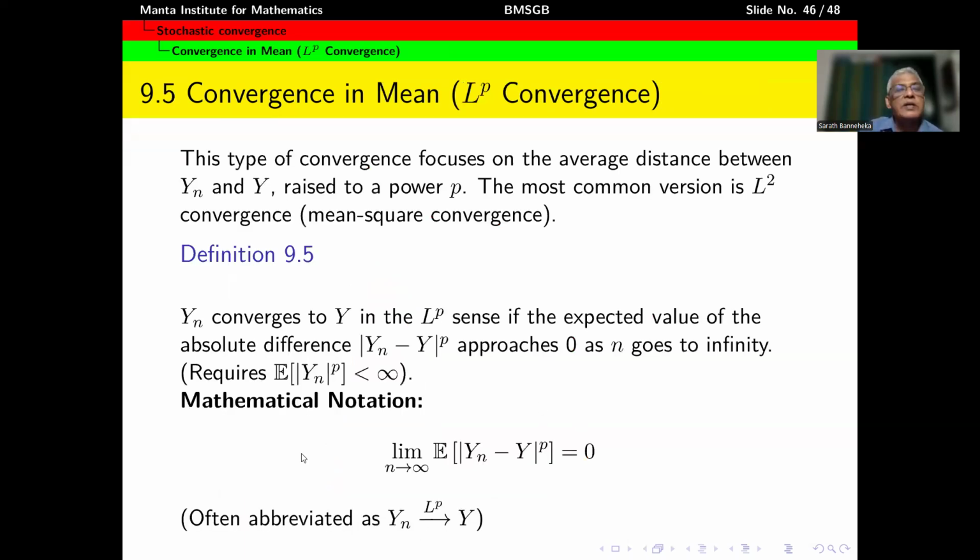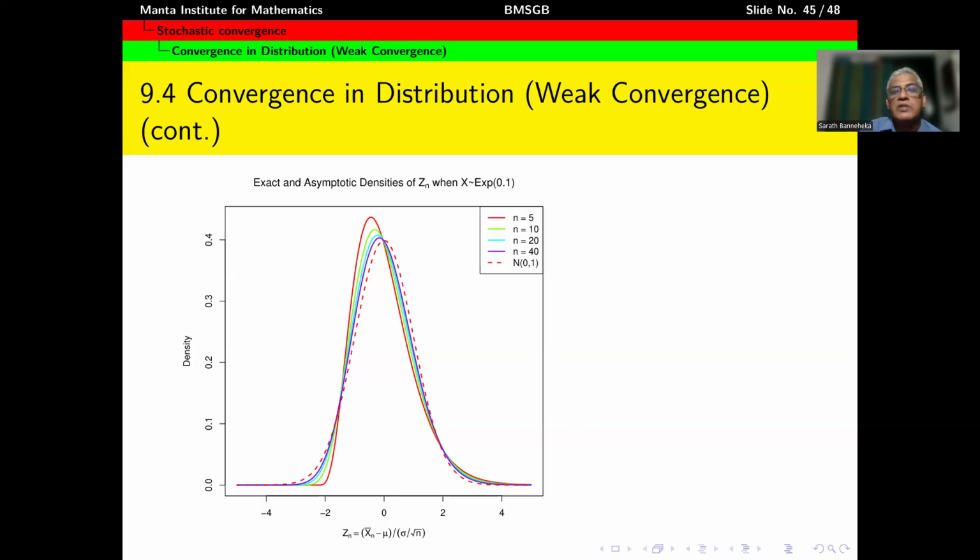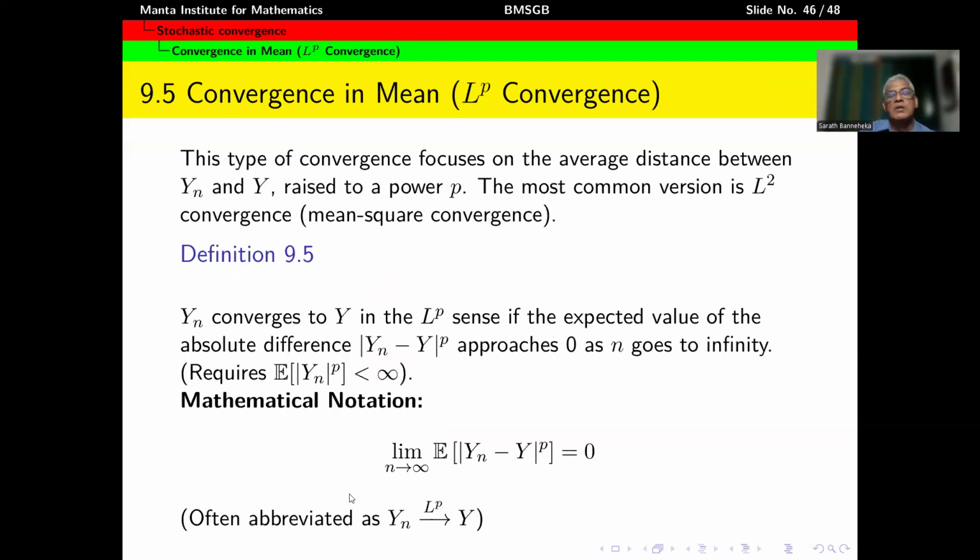So that is the convergence in distribution. It's called the weak convergence as well. Now we will look at the last type of convergence that we will be looking at in this lesson.